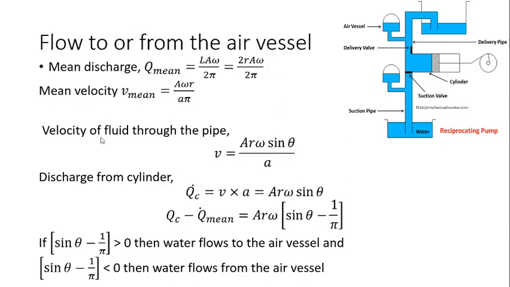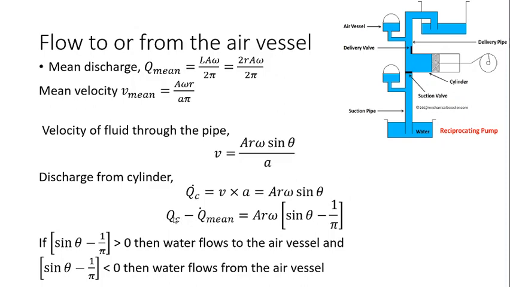Without an air vessel, the velocity of fluid through the pipe is (A/a) R omega sin theta, and the discharge from the cylinder is equal to this velocity into the area of the pipe. So the area a cancels, and we get A R omega sin theta.